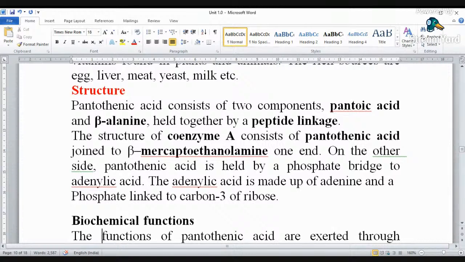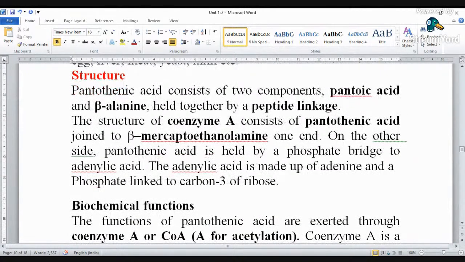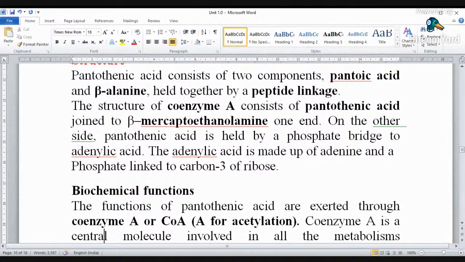And what is the structure of coenzyme A? Coenzyme A consists of pantothenic acid joined to beta mercaptoethanolamine at one end, and the other end is held by a phosphate bridge to adenylic acid. On one side there is adenylic acid and on the other side pantothenic acid joined to beta mercaptoethanolamine. The adenylic acid is made up of adenine and phosphate linked to carbon 3 of ribose.